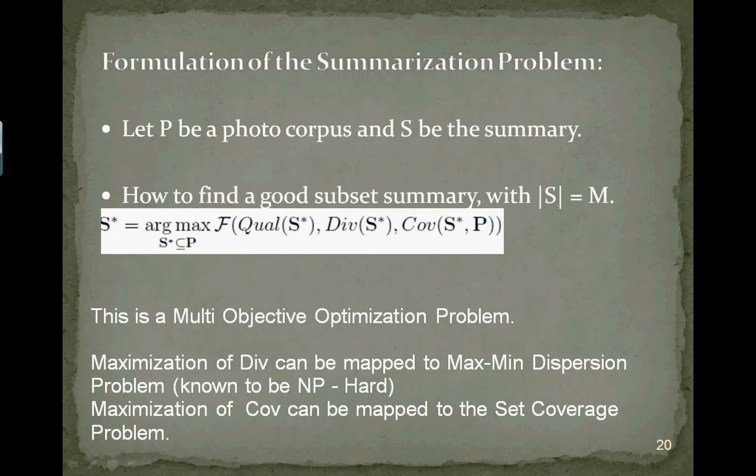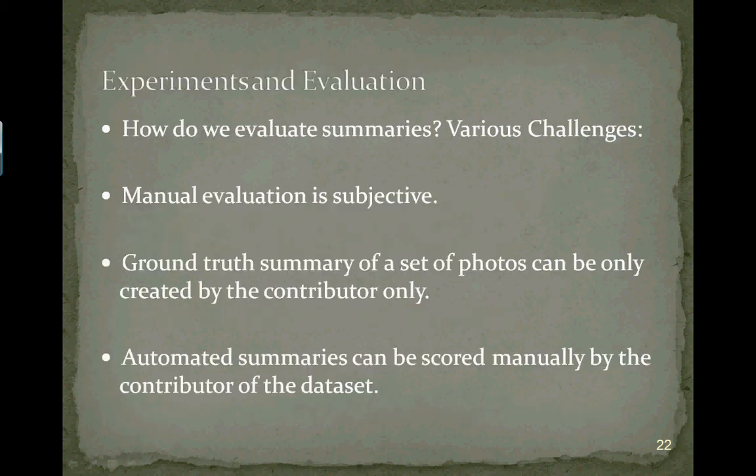Having defined these properties, we formulate summarization as a multi-objective optimization problem. Note that optimization of diversity and coverage are NP-hard problems. However, they have submodular structures. Hence, greedy optimization has constant lower bounds compared to the optimal. We propose a greedy weighted aggregation method to generate an automated summary. For details, please see the paper.